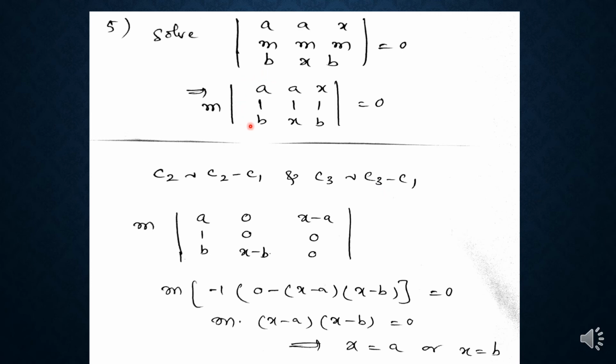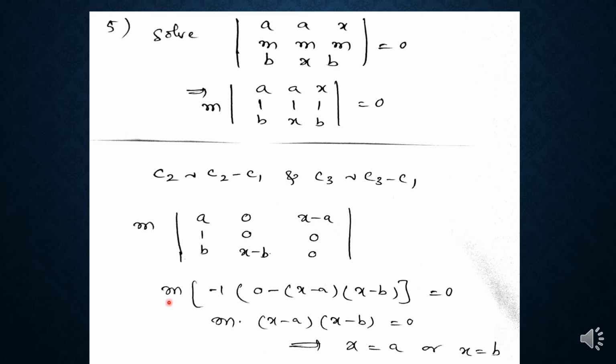The first column is constant, that is a, 1, b, and C2 minus C1 means a minus a 0, 1 minus 1 0, x minus b, that is the second column. And the third column, C3 changes to C3 minus C1, that is x minus a, 1 minus 1 0, b minus b 0, that is x minus a, 0, 0.